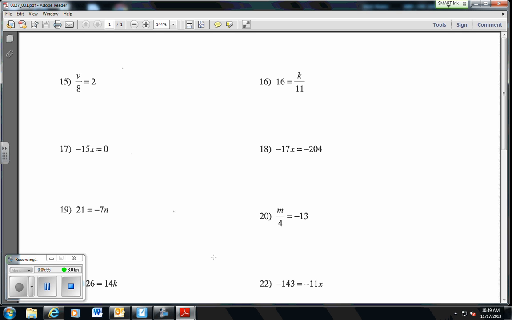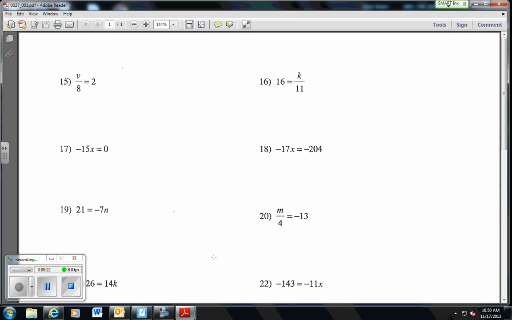All right, the last one that we're going to look at is number 16. So if we look at 16 there, it says 16 equals k over 11. Now you notice the k is on the right side, and that's not a problem. And the k is over the 11. So what is on the same side as the variable k? Well, that would be the 11. Then you have to ask yourself, what is the 11 doing to the k? It is dividing the k.